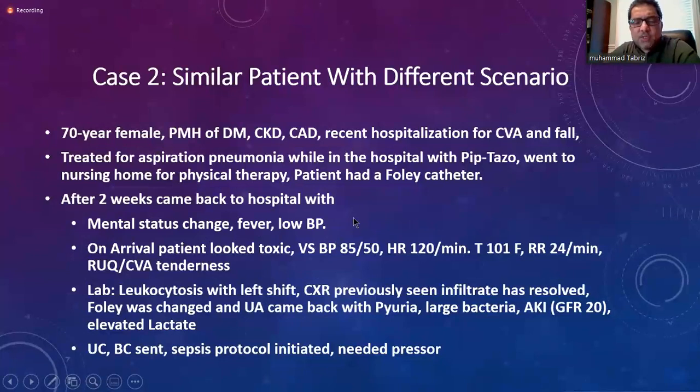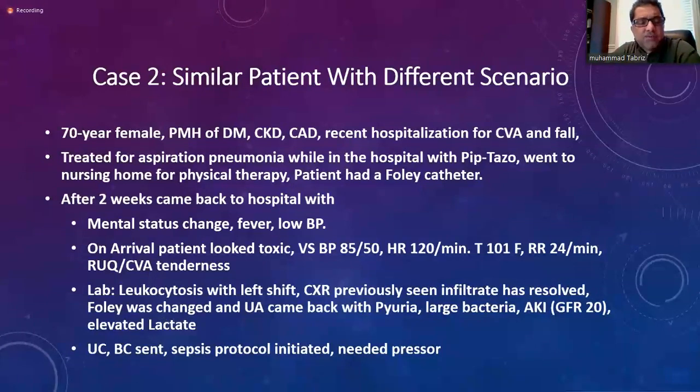And these are the vitals. You can see low blood pressure, tachycardia, high fever, tachypnea, and similar right upper quadrant and severe tenderness. And you have the leukocytosis. The chest X-ray, previously treated for pneumonia, shows now that it has resolved. The patient has a Foley catheter. It was changed as we recommended. Anytime you have a patient with a Foley catheter, before you take a sample, you have to change it because that could confuse you.